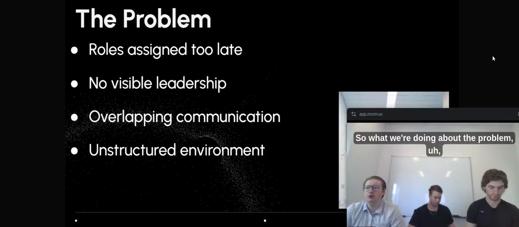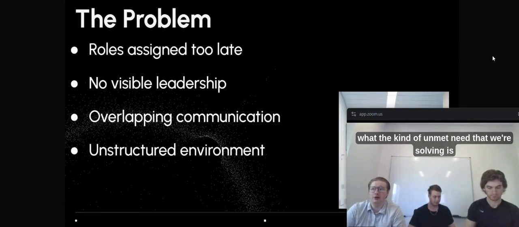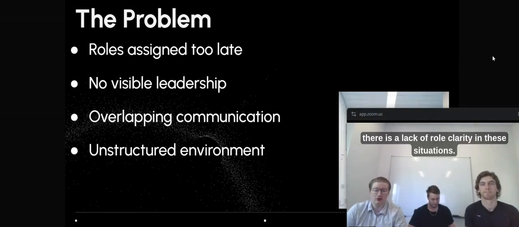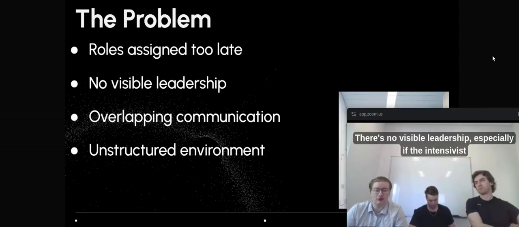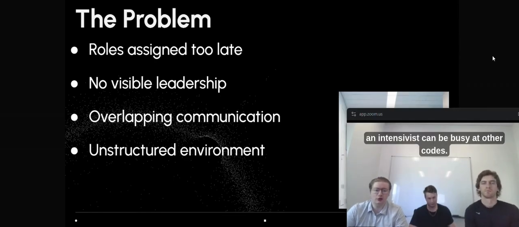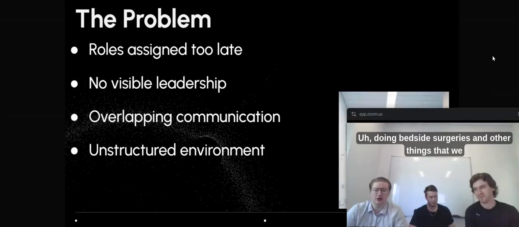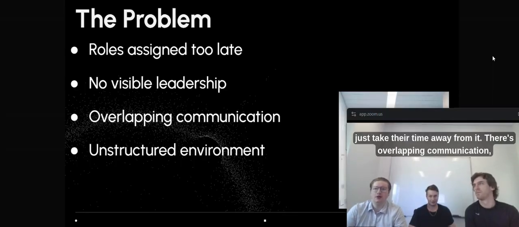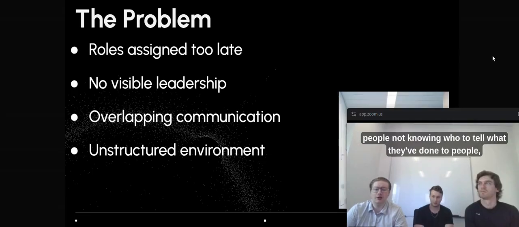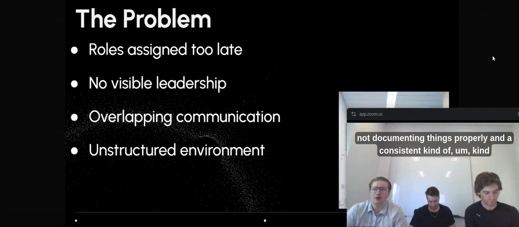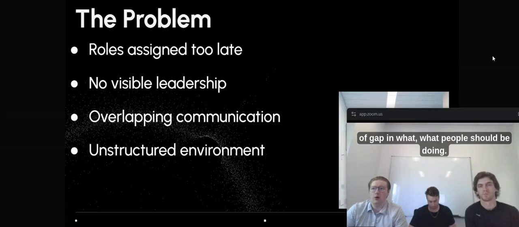Okay, so what we're doing about the problem, the unmet need that we're solving, is a lack of role clarity in these situations. There's no visible leadership, especially if the intensivist is busy and there's only a hospitalist available, because an intensivist can be busy at other codes, doing bedside surgeries and other things that would take their time away. There's overlapping communication, people not knowing who to tell what they've done to, people not documenting things properly, and a consistent kind of gap in what people should be doing.